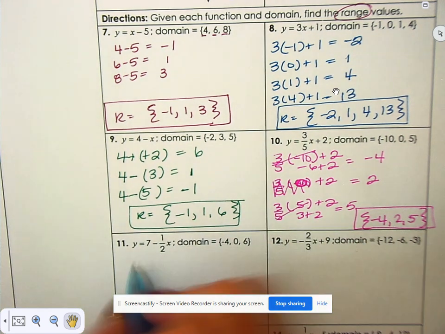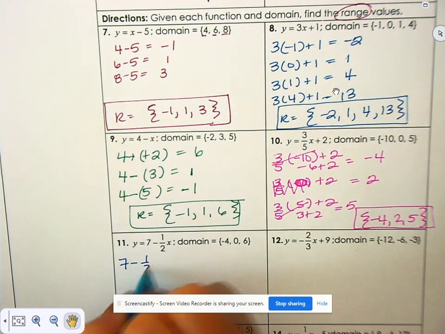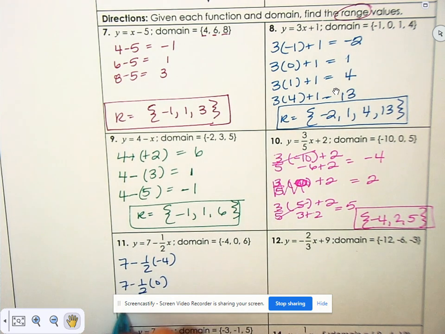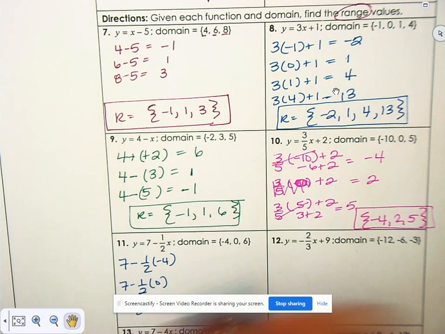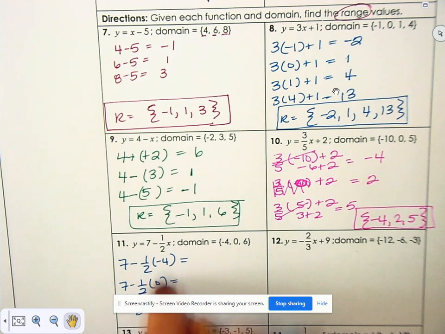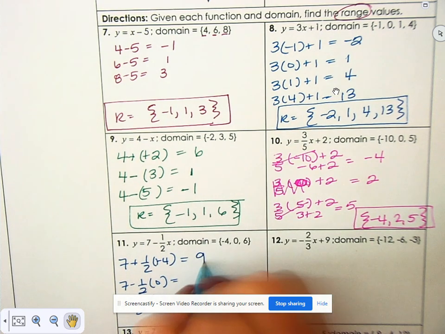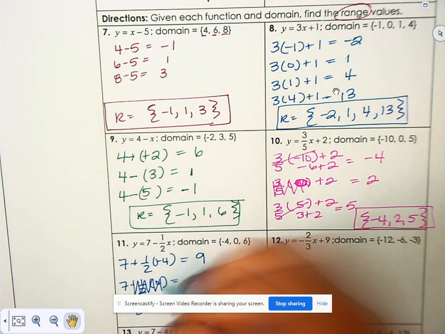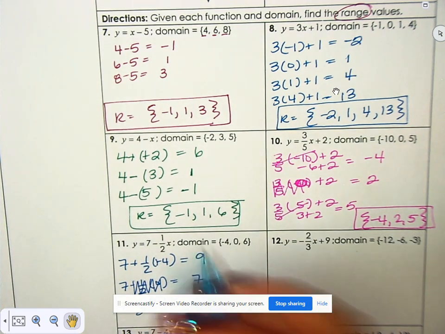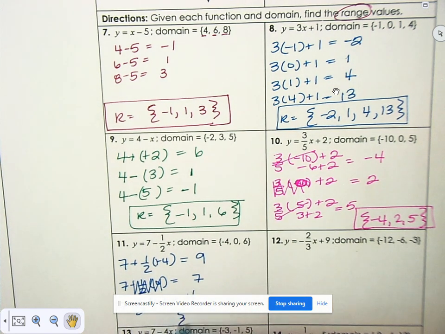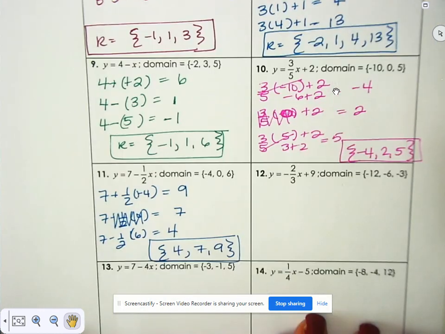All right, number 11. So half of 4 is 2. Those two negatives make a positive. So 7 plus 2 is going to be 9. The 0 goes away, so that one's just 7. Half of 6 is 3. 7 minus 3 is 4. So make sure 4 comes first, then 7, then 9.